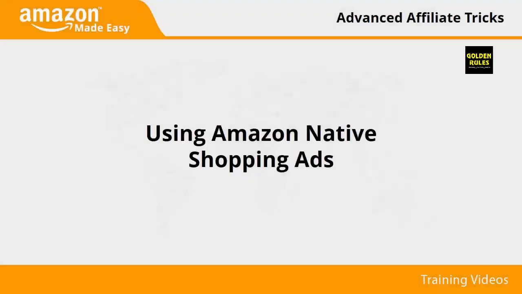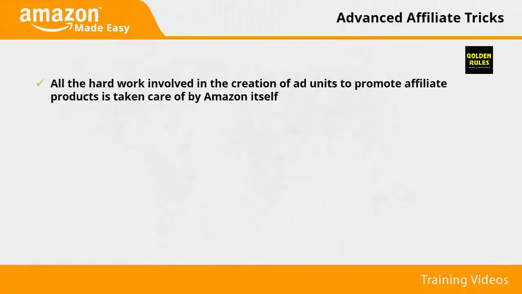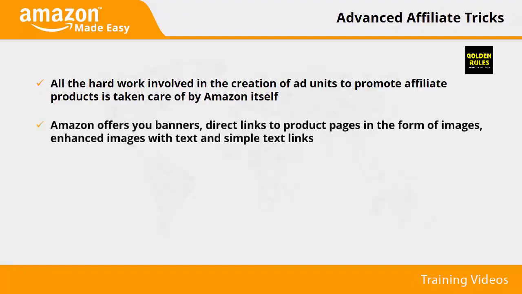Using Amazon native shopping ads. One of the greatest selling points of the Amazon Associates program for people with Amazon affiliate websites is that all the hard work involved in the creation of ad units to promote affiliate products is taken care of by Amazon itself. Whereas other affiliate programs leave you to deal with how to create your own ad units, Amazon offers you banners, direct links to product pages in the form of images, enhanced images with text, and simple text links.